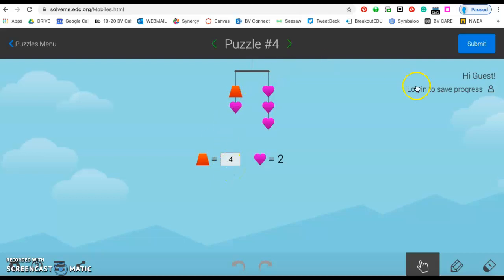So I encourage you to go through these puzzles. If you want to save your progress, you will need to log in, so check with your parents about that. Or you can just play like I'm playing. But if you leave the website, it will not come back and take you to, let's say, puzzle 5, which is where I would pick up if I quit playing right now.